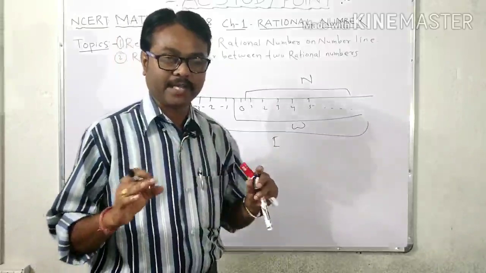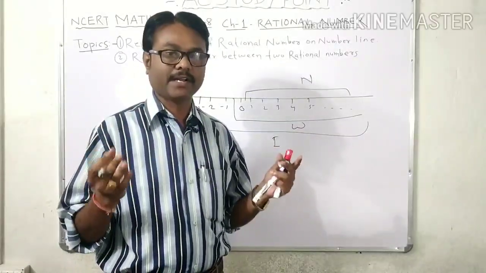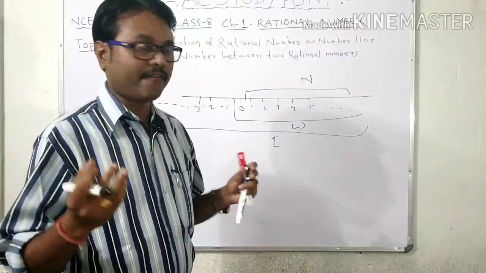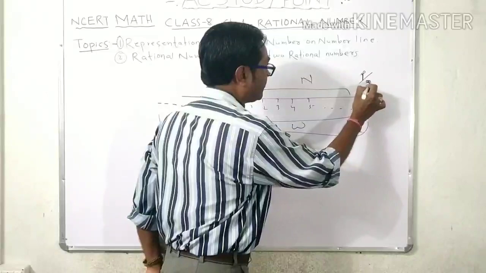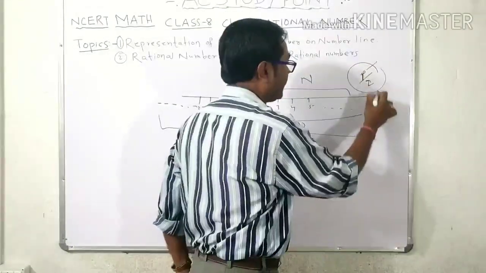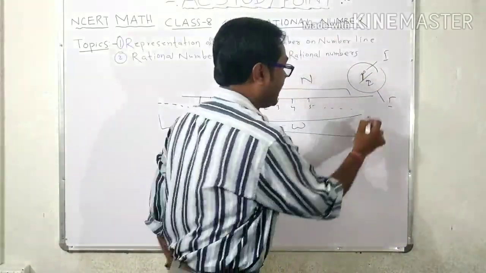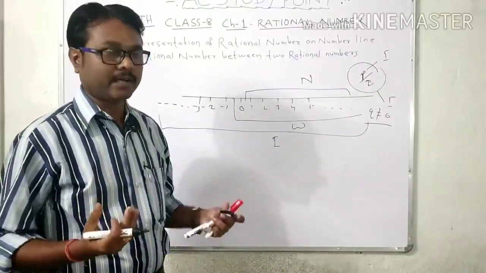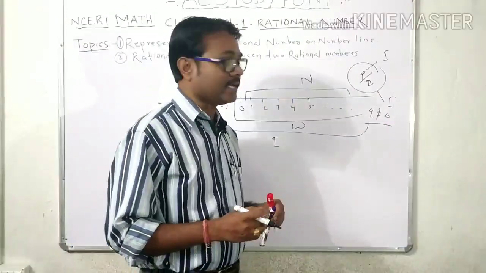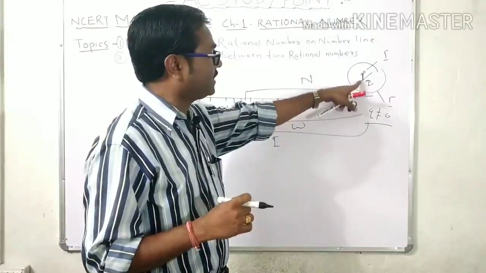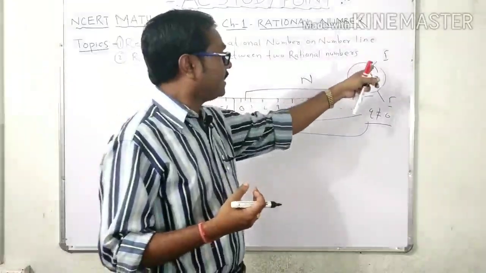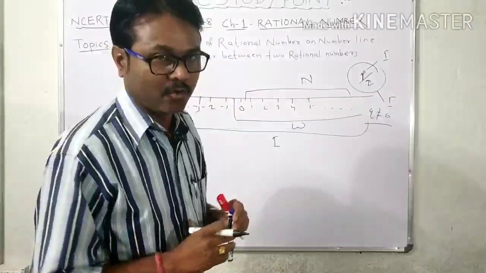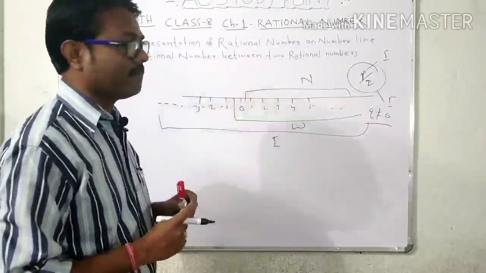What is a rational number? A rational number is any number which can be written in the form p by q, where p and q are both integers, and q must not be equal to 0. This is the basic definition of a rational number.